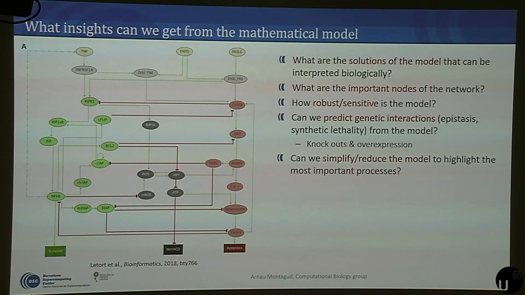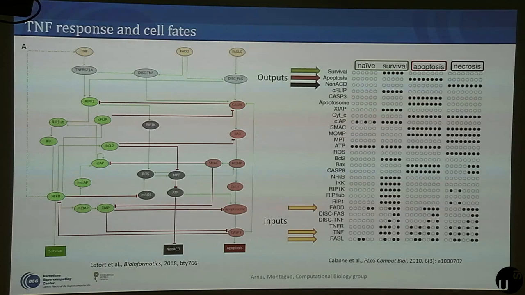So the stable attractors that we find, for instance, in this TNF model are the ones that are depicted here. Here in rows, you have the different variables of the model, and in different columns are the different stable states. Here I depicted stable states, not cyclic attractors. So for a given combination of inputs, you will have different combinations of outputs of different stable states.